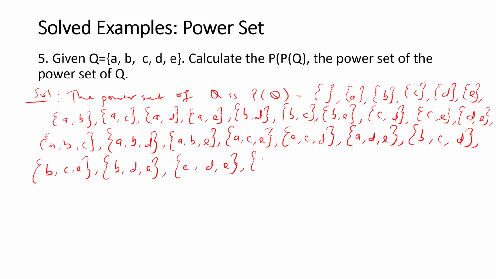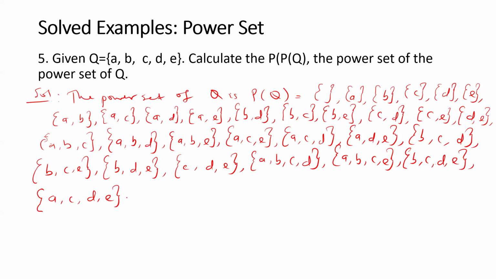{A, B, C, D}, {A, B, C, E}, {B, C, D, E}, {A, C, D, E}. We also have {A, B, C, D, E}.